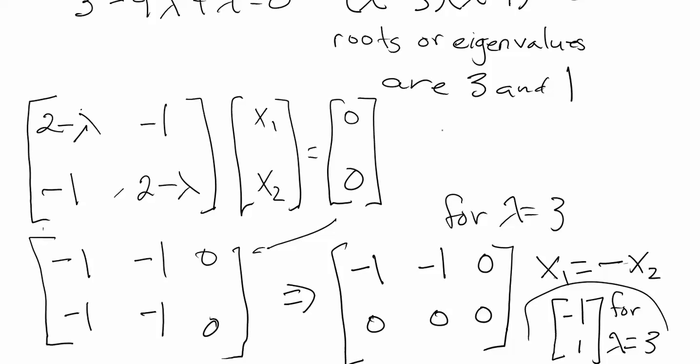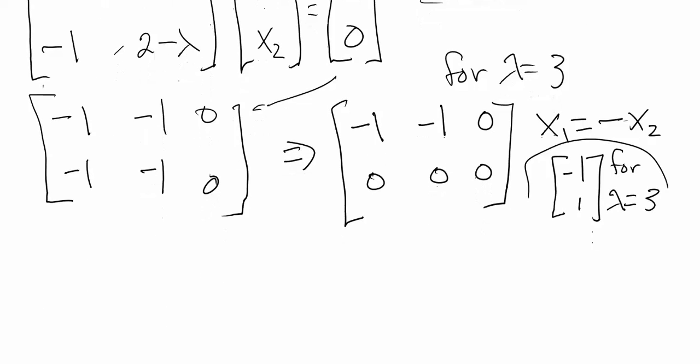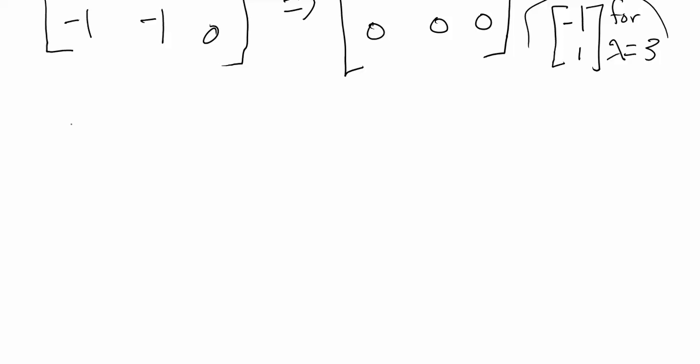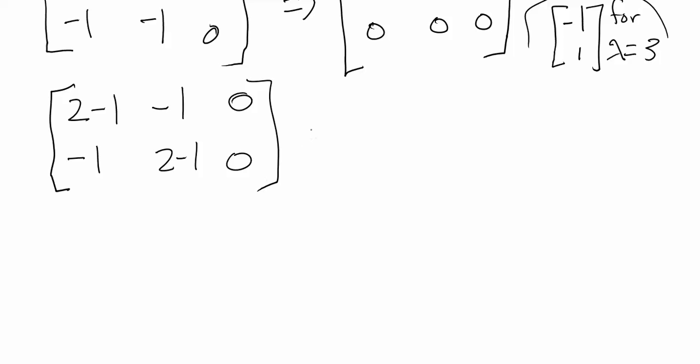Now let's repeat this step, this time for the other eigenvalue. So now for lambda equals 1, we just have to repeat that procedure, and we're going to subtract 1 from each of the diagonal terms, so 2 minus 1, and we have the off diagonal terms, and then 2 minus 1, and that gives us the system of equations 1, minus 1, 0, minus 1, 1, 0.